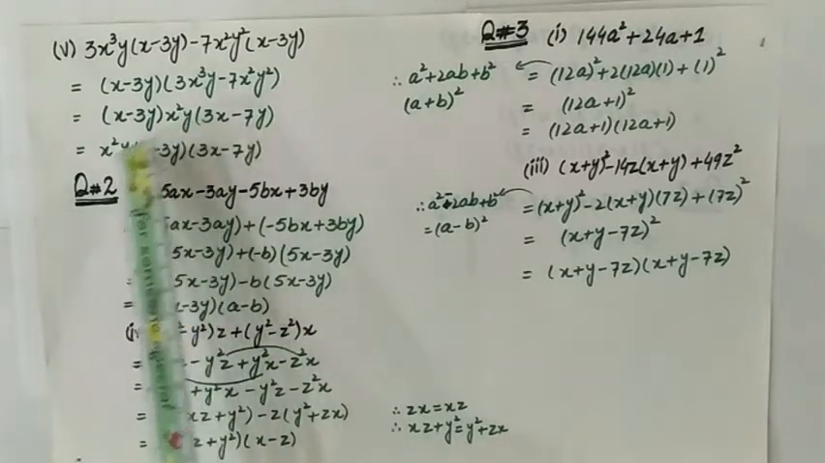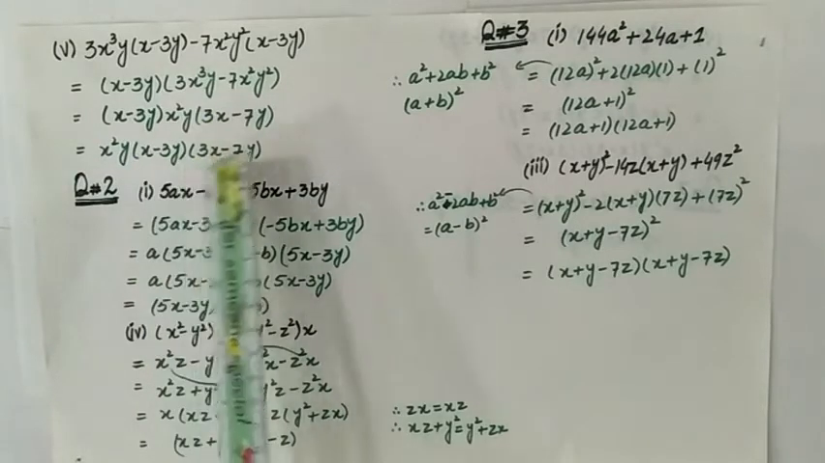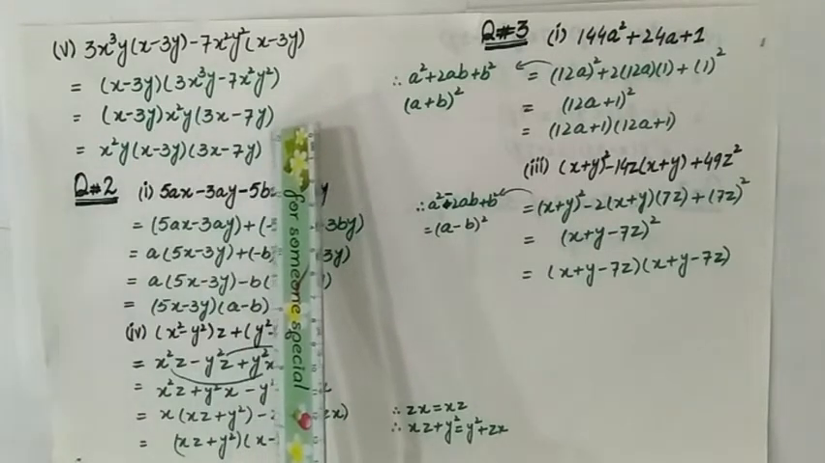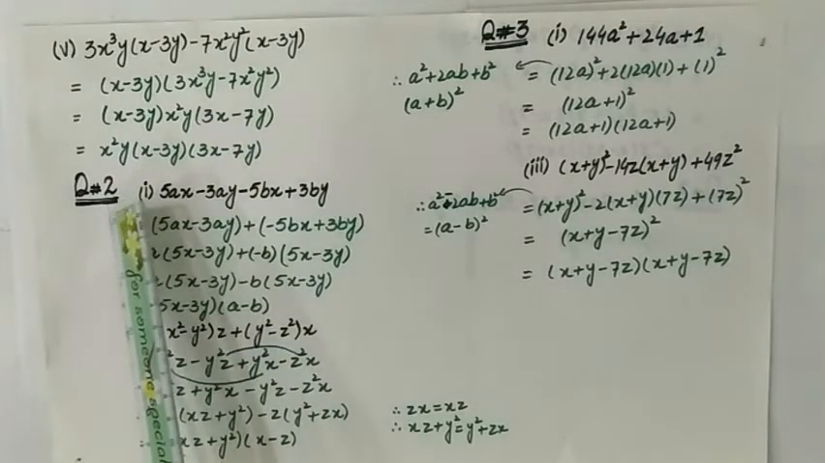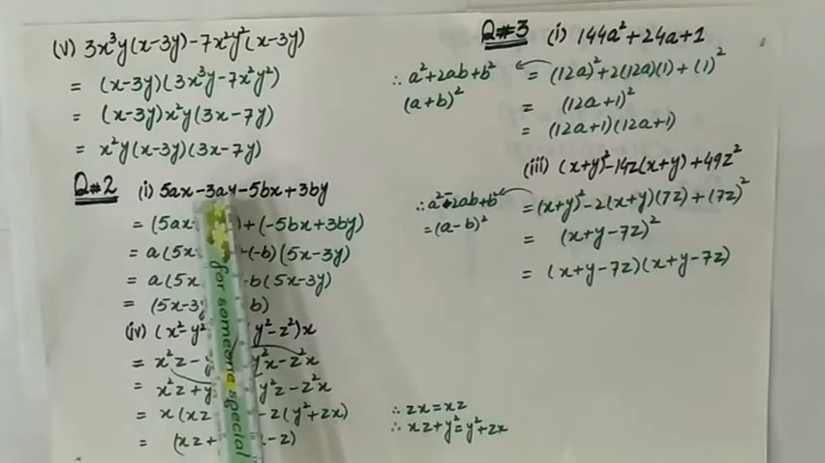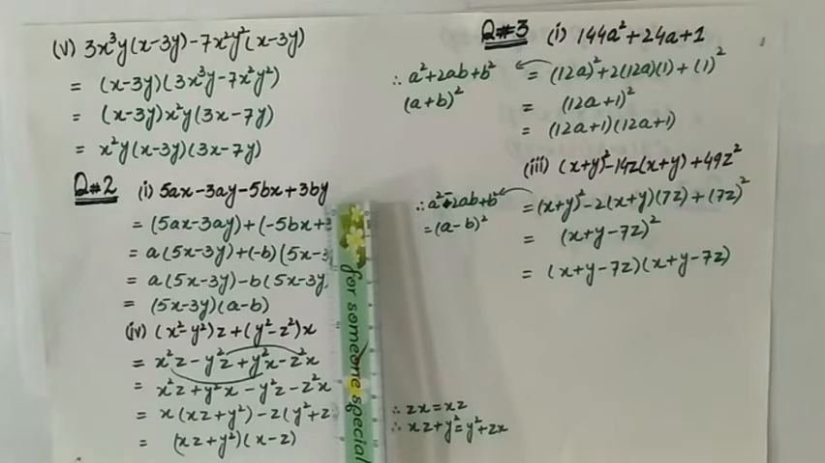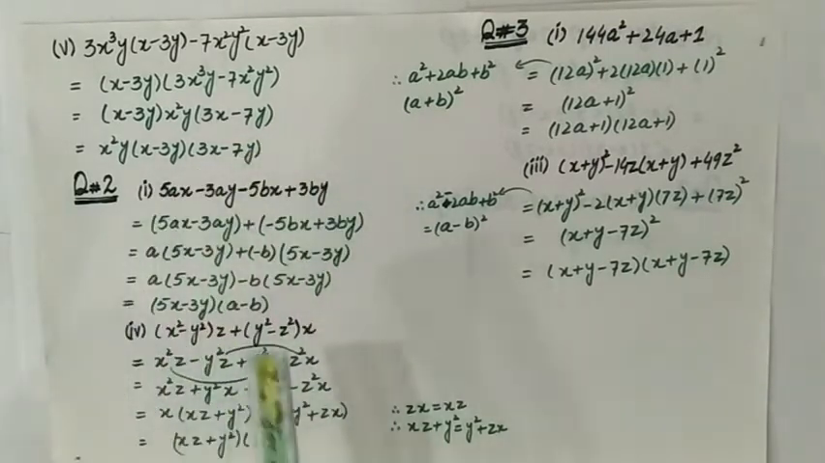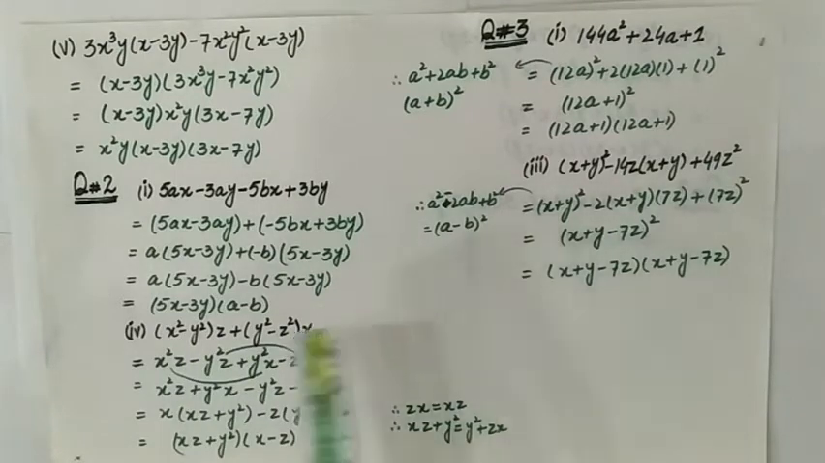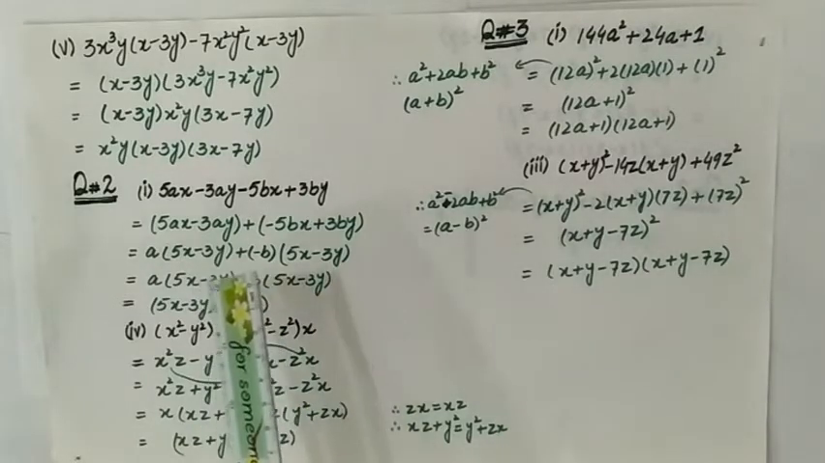After arranging these terms, we will write it equal to x square y, then (x minus 3y), and then (3x minus 7y). Now we will start question number 2. The first part of question number 2 is 5ax minus 3ay minus 5bx plus 3by. You can solve this expression according to the grouping of the terms or regrouping of the terms. We can use grouping or regrouping. Here I use the grouping method.